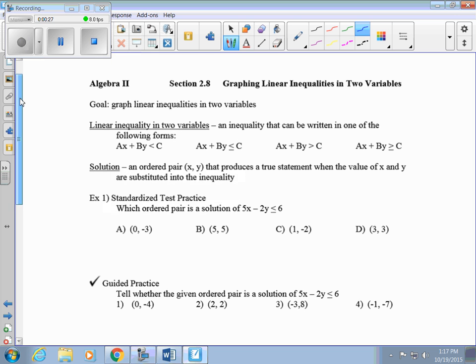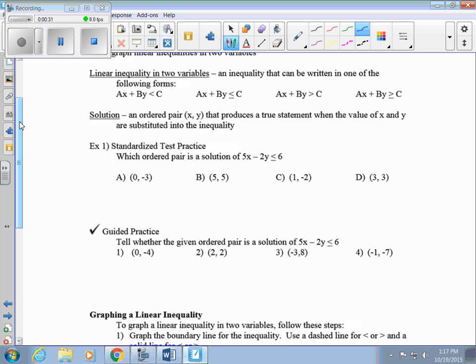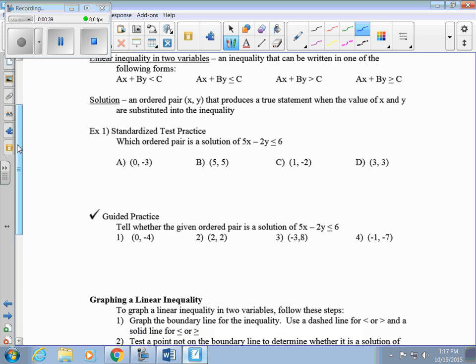And when we talk about the solution, basically that's going to be an ordered pair that makes it a true statement when you plug them in. So you plug it in, makes it a true statement. If it makes it a true statement, it's a solution. If it doesn't, then it wouldn't be a solution. So for example 1, that's what we're going to do.